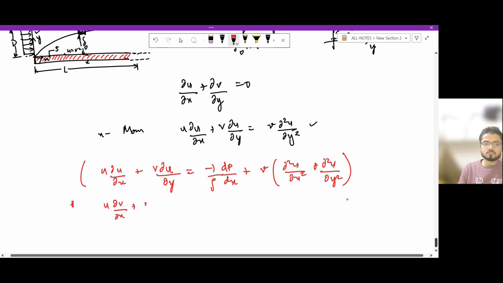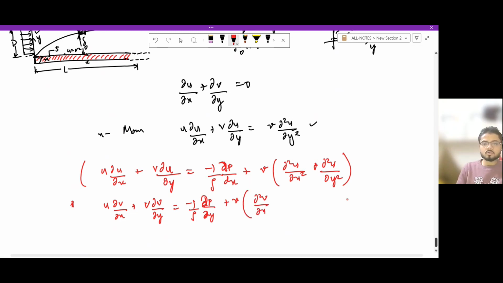The y-direction equation: u ∂v/∂x + v ∂v/∂y equals minus 1 by rho dp/dy, and you keep it as a gradient right here, ∂p/∂y, plus nu times (∂²v/∂x² + ∂²v/∂y²).